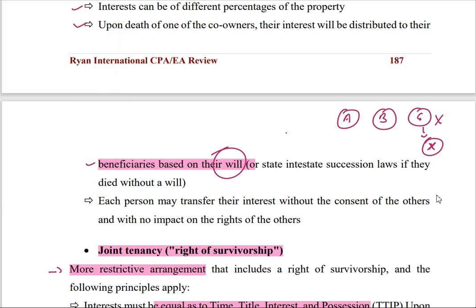Now let's say in case of joint tenancy, we have three owners A, B, and C, and let's say C transferred his right to X without the consent of A and B. Basically, X will lose the joint tenancy rights, the right of survivorship. Which means what? Later, if B dies, A becomes the sole owner, and X does not get anything of B.